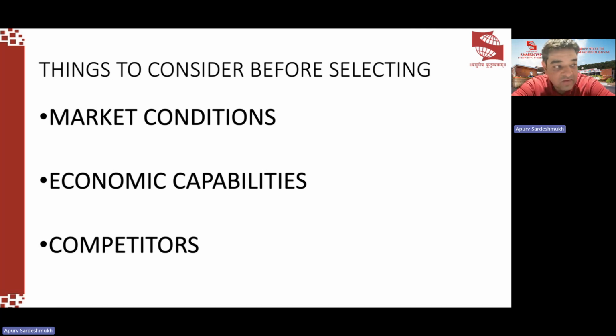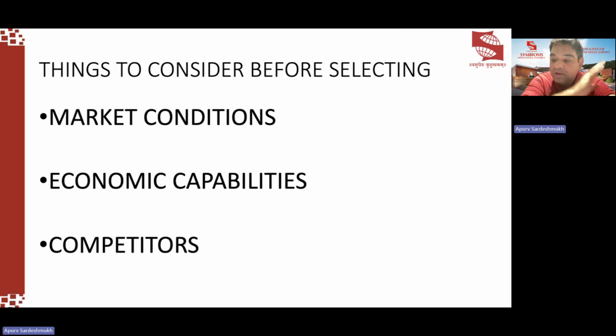Let's say your target is in the consumer consumption space, and if due to market factors the spending capacity of the consumers is less, consumers are no longer spending a lot, then the market conditions are not conducive to acquire that company, because once you acquire that company, it is not going to lead to increasing your profitability or revenue.